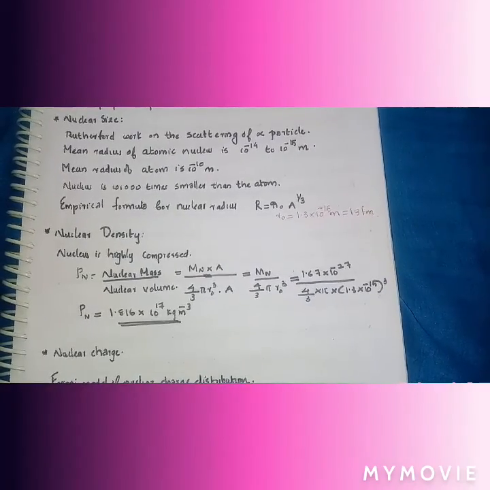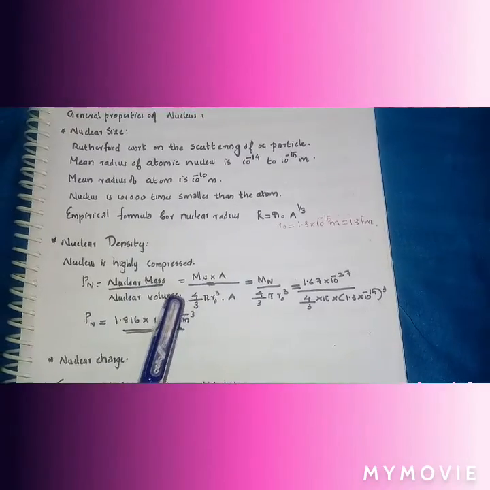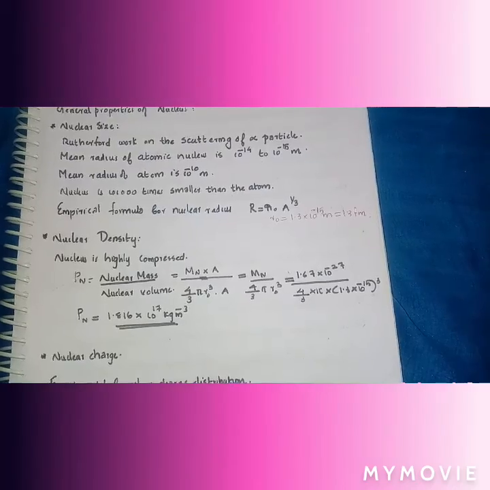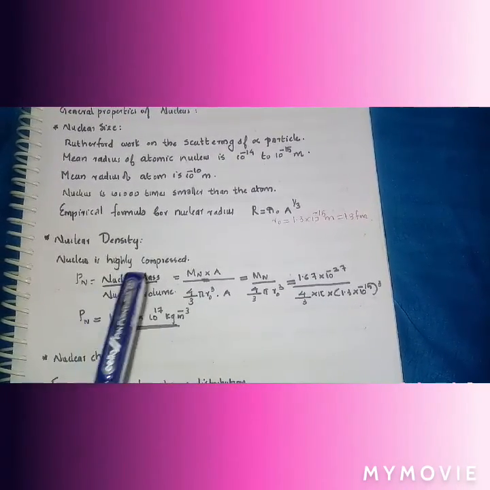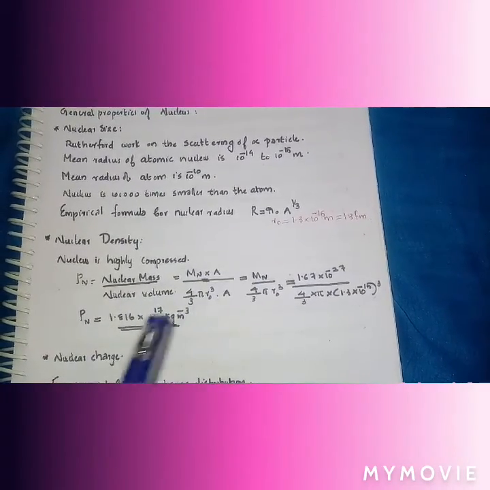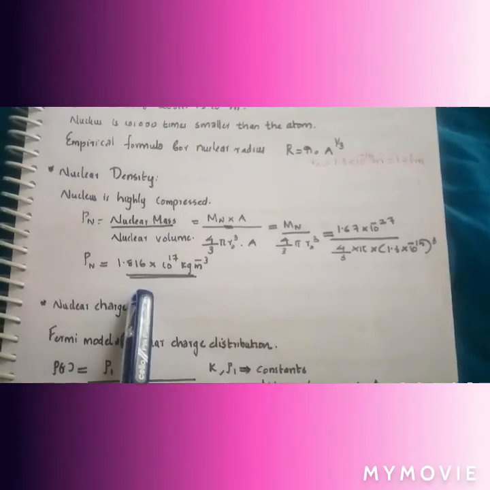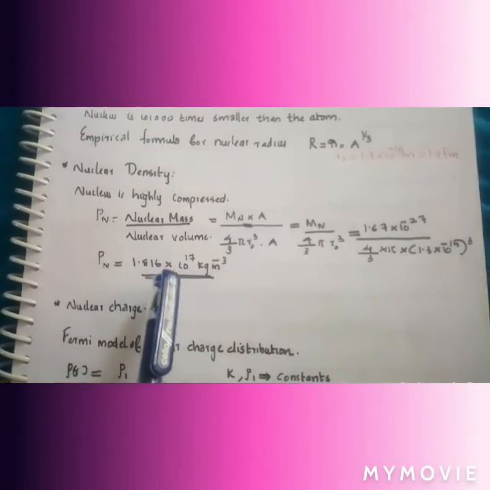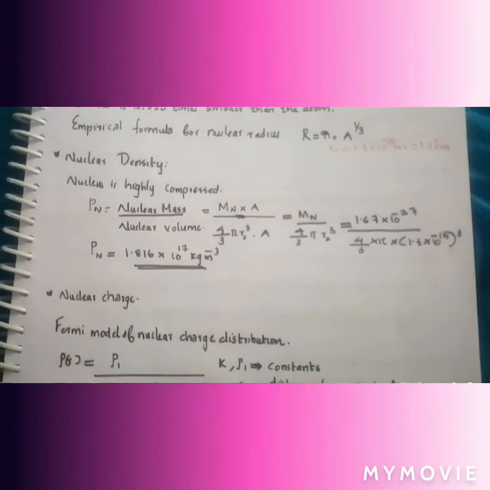Nuclear density is another property. We know that the nucleus is highly compressed, that means the density has a very great value. Nuclear density rho n is equal to nuclear mass by nuclear volume, that is mn into A divided by 4 by 3 pi r naught cube into A. From that we get the nuclear density as 1.816 into 10 raised to 17 kilogram per meter cube.